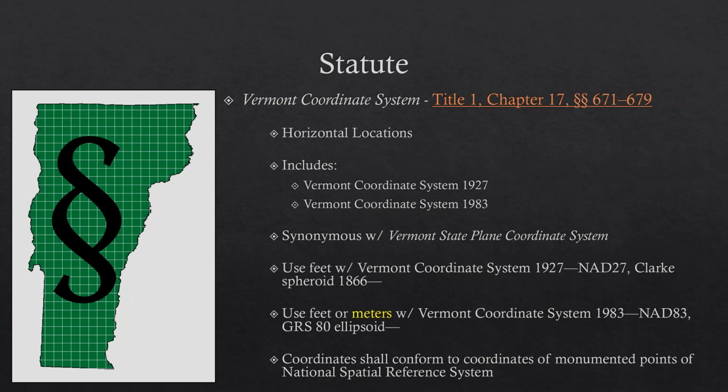It does state that coordinates must conform to monumented points. And also, the more common term for this type of coordinate system is the Vermont State Plane Coordinate System. That's what we say around here in the GIS world all the time, and that is synonymous with the statute language Vermont Coordinate System.